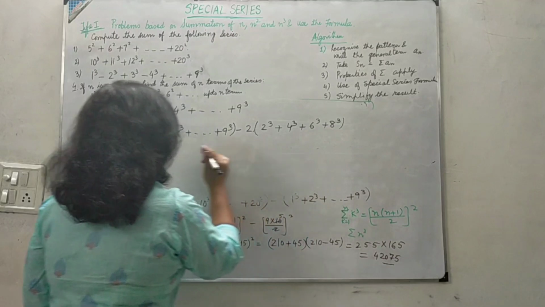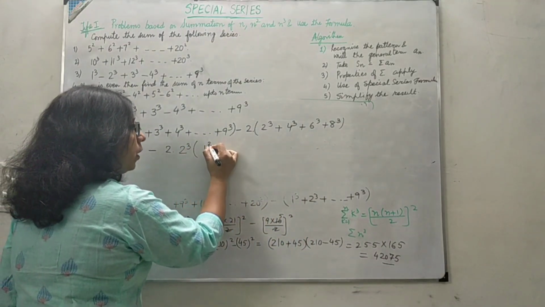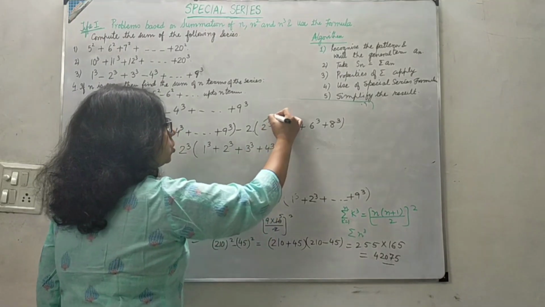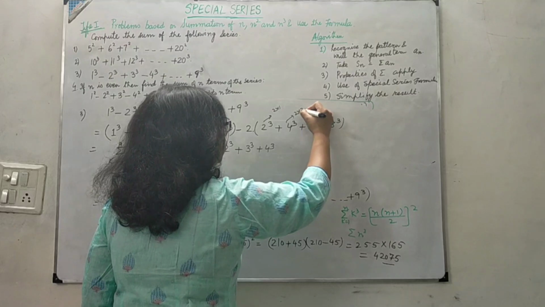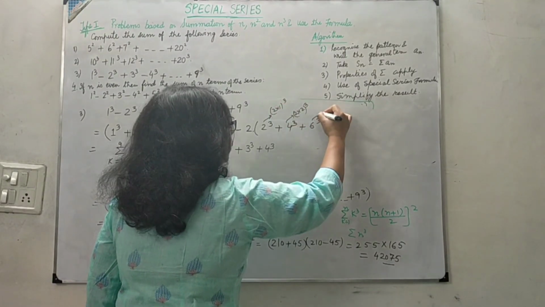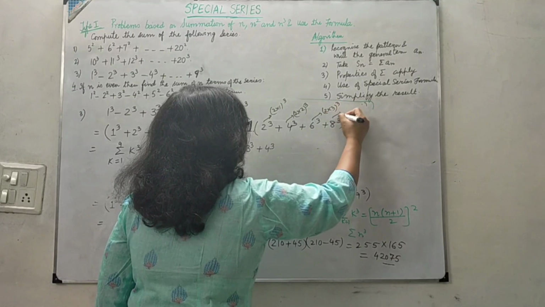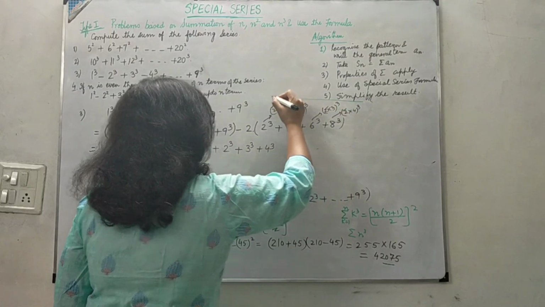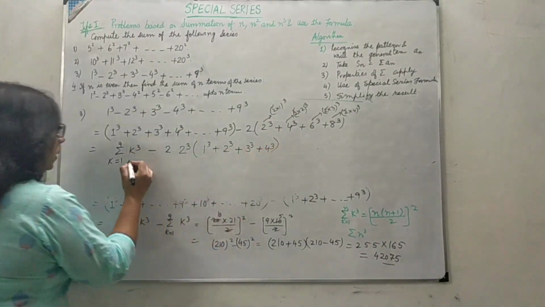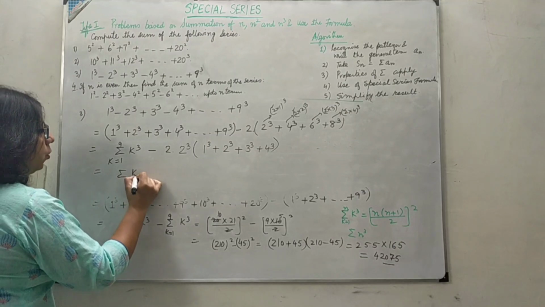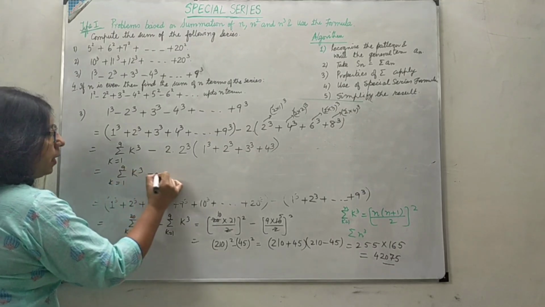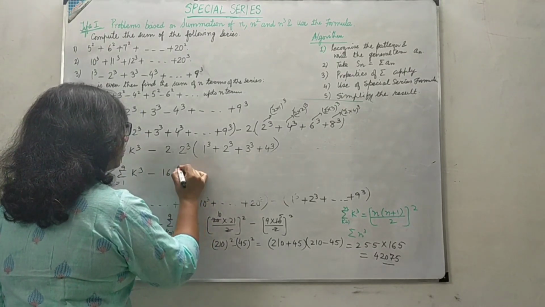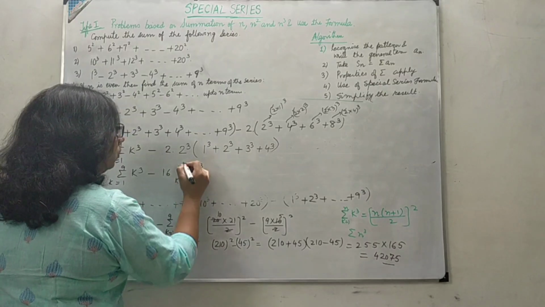This 2 cube may be taken common. So we will be left with 1 cube plus 2 cube plus 3 cube plus 4 cube. I have written this as 2 into 1, this as 2 into 2 whole cube, 2 into 3 whole cube, and this has 2 into 4 whole cube. So if I take this 2 cube common from all these, we are left with this. Now this is further sigma k cube, k running from 1 to 9 minus 2 into 2 cube, 16 times, sigma k cube, k running from 1 to 4.